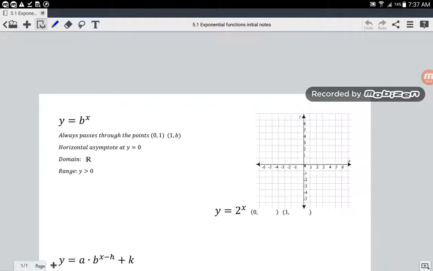So if we're given one of these most basic exponential functions, it's always going to pass through the points (0, 1) and (1, b), because when x is 0, anything to the 0 power is 1. And if x is 1, then you're going to have b to the first power, or in this case 2 to the first power. It's always going to be itself.